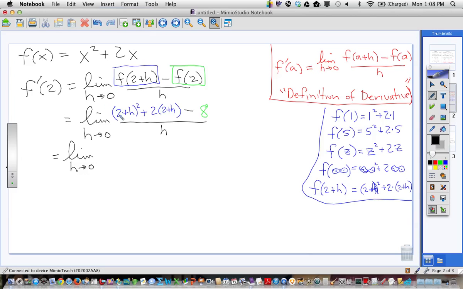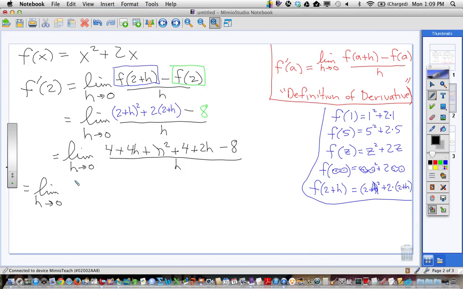Careful now. 2 plus h squared. 4 plus 4h plus h squared. You got to FOIL that. 4 plus 4h plus h squared. Plus, distribute the 2, 4 plus 2h. And then finally we have the minus 8. And then all over h. Keep going. It's the long way, isn't it? One line. Okay, now the top.